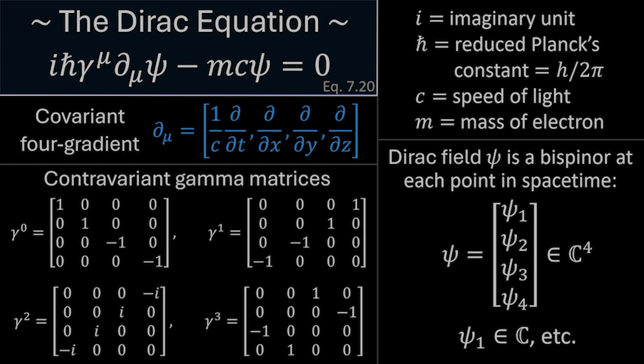But in this case, the covariant 4 gradient is actually made of partial derivatives of the contravariant 4 position. So the signs are actually all positive. Now, if you're not super familiar with the Dirac equation just yet, don't worry about it. We're not going to have to know everything about it today, just a few things.